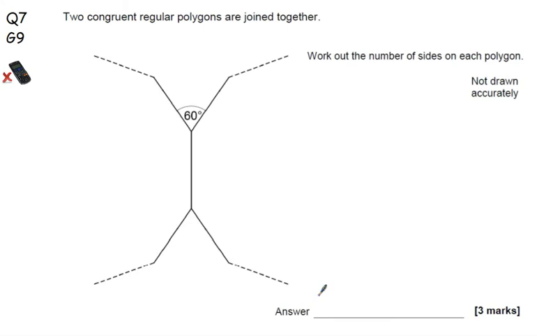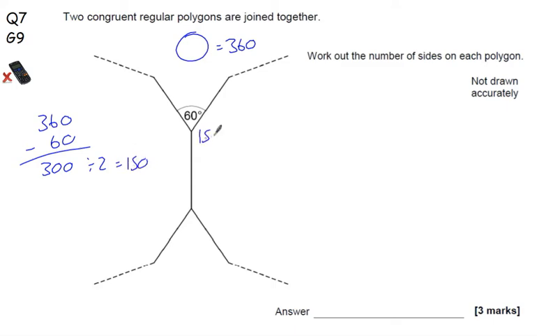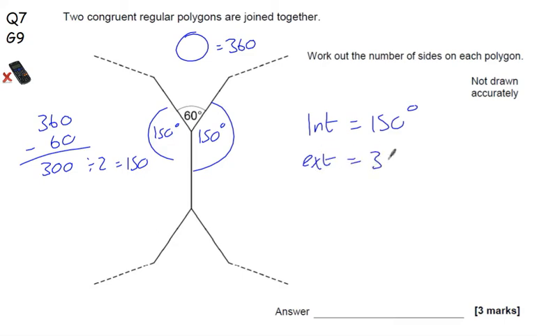Two congruent regular polygons are joined together. Work out the number of sides in each polygon. So these two are identical. And this is 3, that is 360. So 360 take away 60 is 300, divided by 2 is 150. So I've got 150 here and 150 here. So the interior is equal to 150. The exterior is equal to 30 degrees.